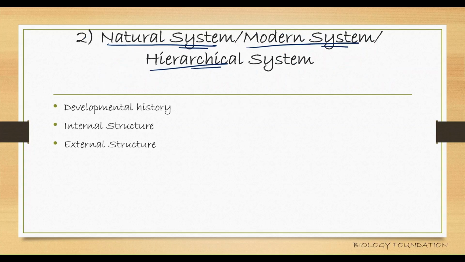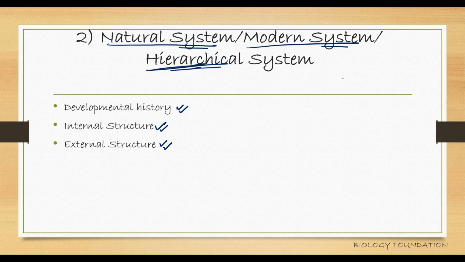the artificial system of classification has been done. When coming to the hierarchical system or natural system or modern system of classification, on what basis are the living organisms classified? In this type of system of classification, based on the similarities in internal structure, similarities in external structure, and the developmental history, the natural system of classification is proposed. This is mostly accepted, and even now living organisms are classified under this modern or hierarchical system of classification. Now when I say hierarchy, do you know what hierarchy is?